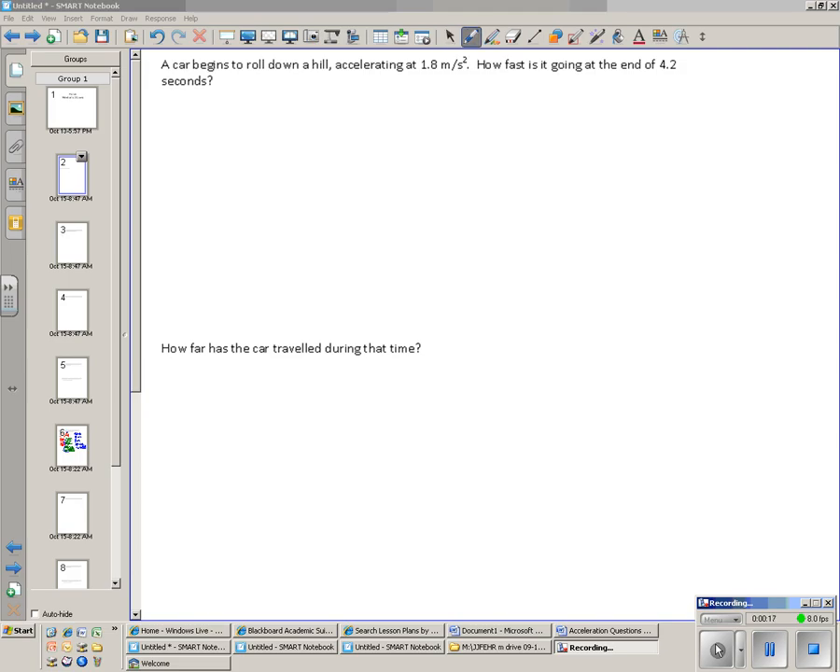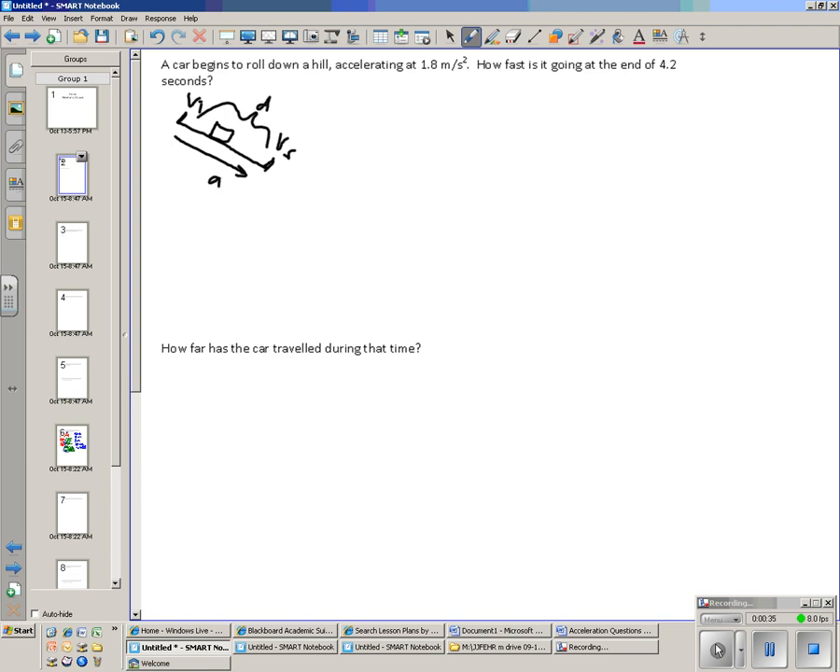So we begin by drawing a simple little sketch. This is the hill where the initial velocity was. Here is my car. It's a box, but it doesn't really matter what the car actually looks like. We're just pointing out that it is accelerating down the hill with a particular amount of displacement. I next need to list out my information. So I have my initial velocity, final velocity, acceleration, displacement, and time.